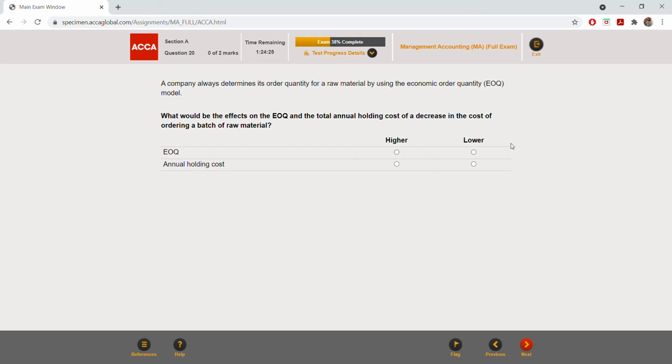So we know that if the cost per order decreases, cost per order is in the numerator. If that decreases, the value will decrease, EOQ will decrease. So the EOQ will be lower, because the cost of ordering a batch of raw material decreases. This comes in the numerator. Now, what happens to annual holding cost? If EOQ is lower, the amount of inventory held in stores also will be lower. So the annual holding cost will also fall down. It will be lower. First, you have to get EOQ correct. Then only you can write the annual holding cost. You see, sometimes you have to answer in order. Next.